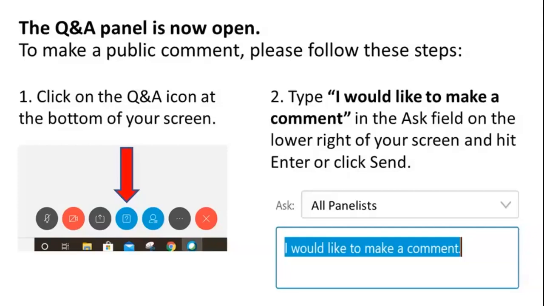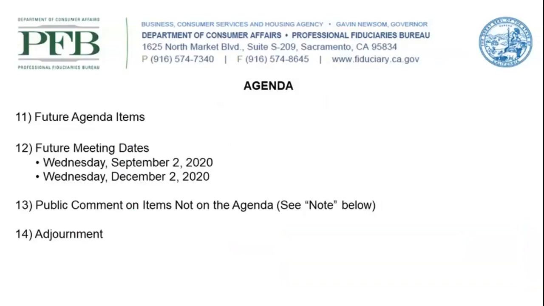Item number 12. The following dates have been selected and scheduled for the remaining of 2020. If you have a conflict with any of these dates, please call Angela Coudray. Are there any comments from the committee members? The meetings are scheduled for Wednesday, September 2nd, 2020, and Wednesday, December 2nd, 2020.